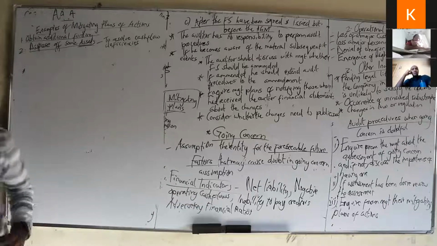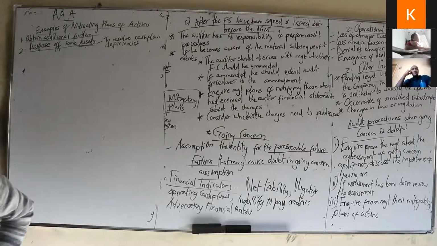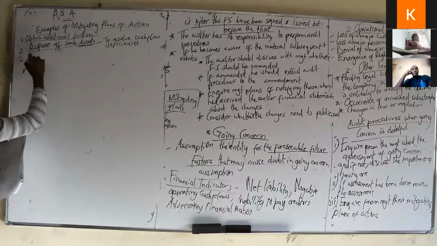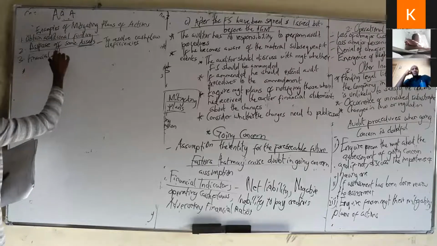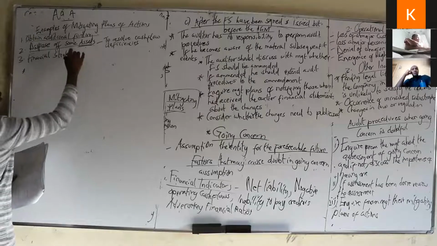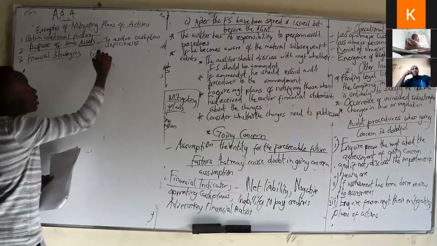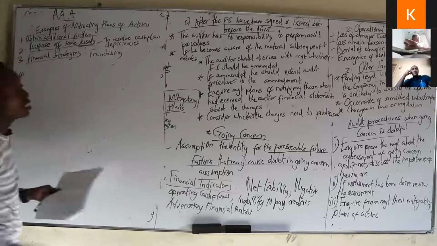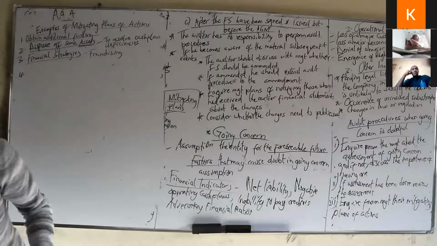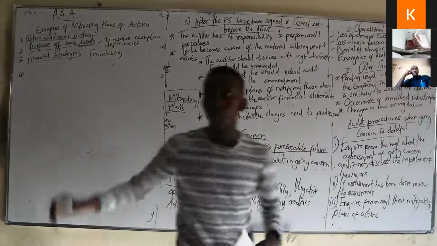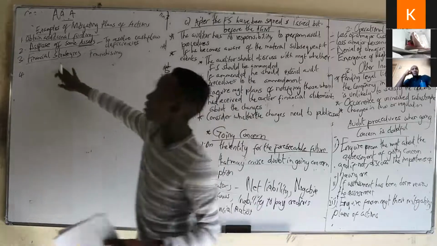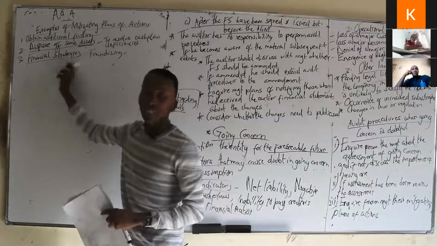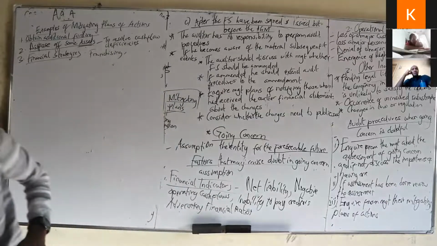And then another mitigating action would be, for example, financial strategies, such as what we call franchising. So the company can be using the brand of another company to benefit from them. For such an item, the auditor will look at the minutes of the board meeting so as to know the approval of such strategies.